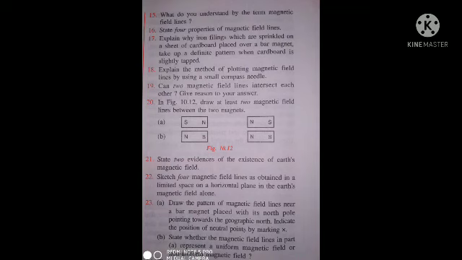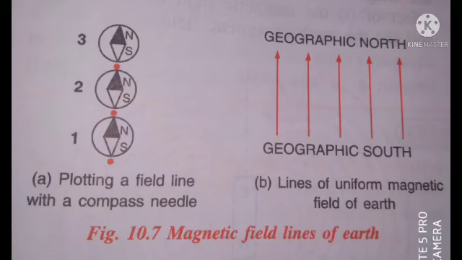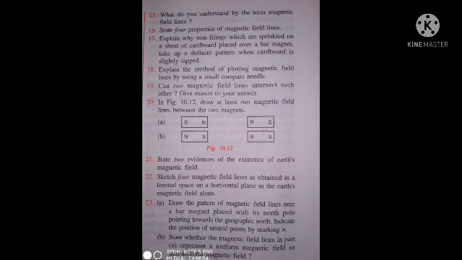Explain the method of plotting the magnetic field lines by using a small compass needle. Children, you can write it in your own words and the diagram is given on the top. Question number 19. Can two magnetic field lines intersect each other? Give reason for your answer.